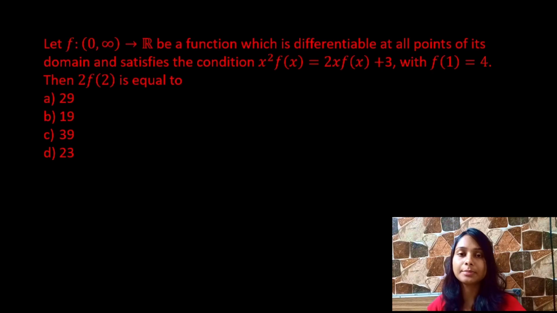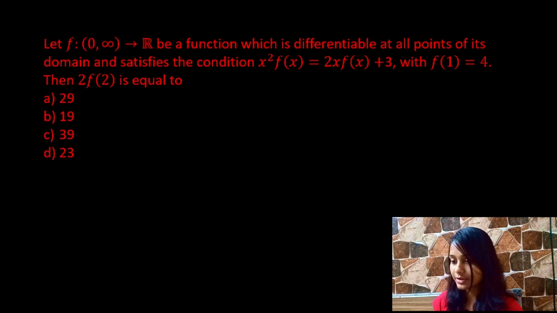In today's video, I'll be discussing a question from IIT JEE January 2025 session, and this question is from differentiation. So this is the question. Let f be a function from (0, infinity) to R which is differentiable on all of its domain. So it is differentiable in the 0 to infinity interval and satisfies the condition given here with f of 1 equals 4. Then what will be the value of 2f(2)?